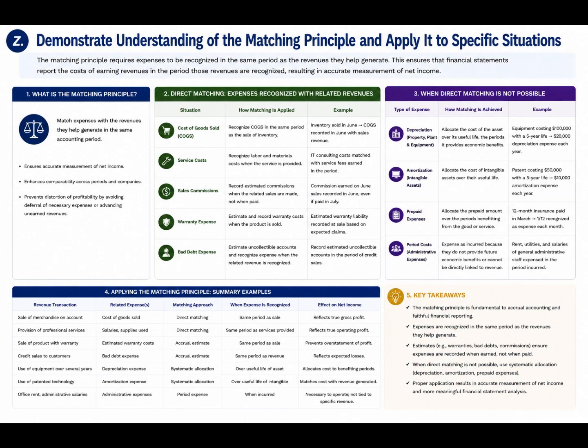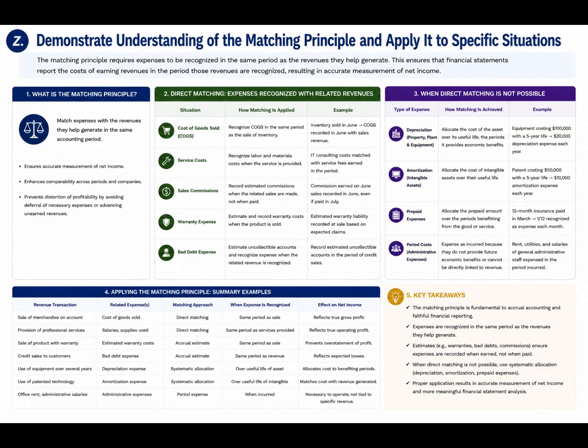Demonstrate understanding of the matching principle and apply it to specific situations. The matching principle requires expenses to be recognized in the same period as related revenues. This principle ensures accurate measurement of net income. For example, cost of goods sold is recognized when the related sales revenue is recorded. Matching enhances comparability and prevents distortion of profitability across periods.